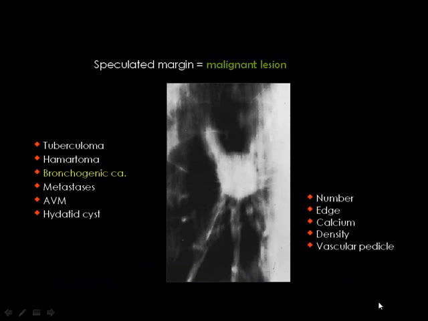Then if you see a nodule with a spiculated margin, this spiculated margin indicates that this is a malignant lesion. Spiculation is due to the spread of the tumor invading the adjacent lung parenchyma. If you can see this, you are diagnosing a bronchogenic carcinoma.